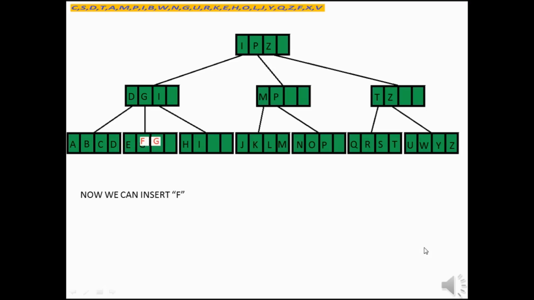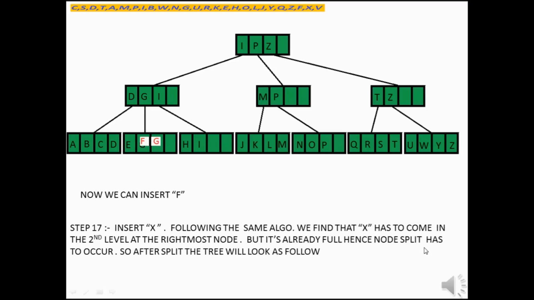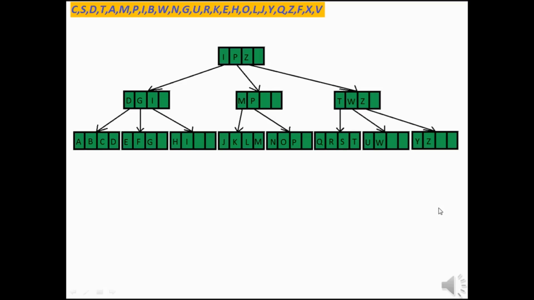After that comes step 17, insertion of X. Following the same algorithm, we'll find that X has to come in the second level at the rightmost node. But there it's already full, hence the node has to split. Again we'll compare the parent node. In the parent node there is a space, hence we can easily split the node. Node split will occur, and after that the tree will look like, let's see. Now after the split we can easily insert X. One thing to be noted is that in its node X is now the highest element, hence the same has to be reflected in its parent node, that is we will be promoting the highest element to the parent node.